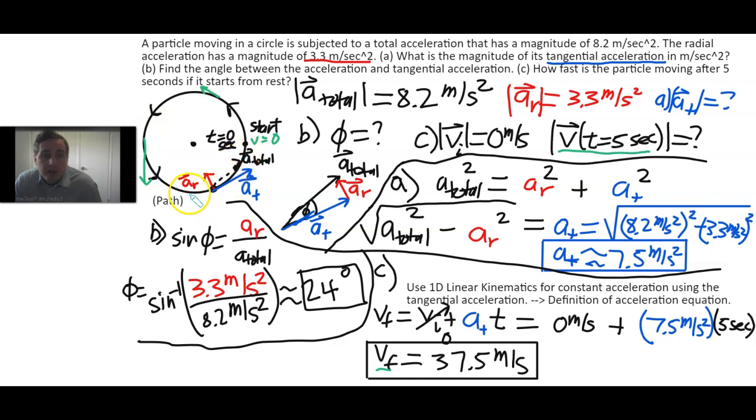So you could imagine maybe at some point, say over here, after it's made maybe more than one full revolution, or just about one full revolution, its tangential velocity is even larger. So that's kind of what this 37.5 meters per second represents. These are vectors of the velocity.